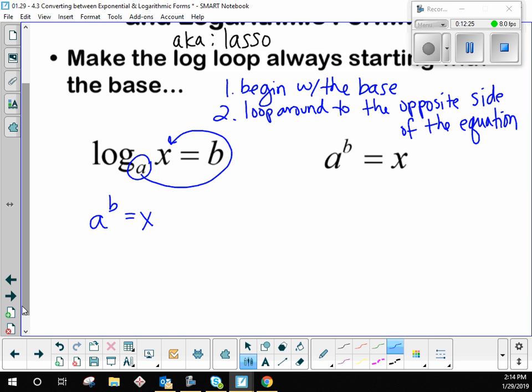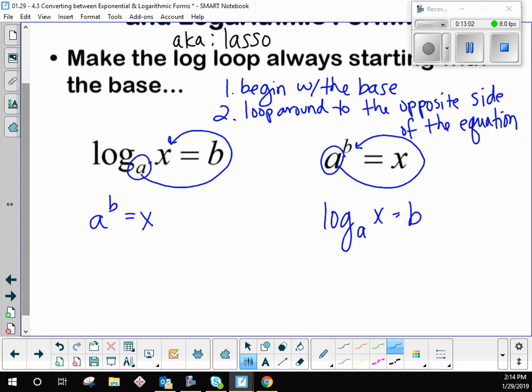Same thing on the other one. This is an exponential. I want to convert this to log form, so I can go ahead and just write down log, because I know this is my goal here. Okay. You start with the base. The base is here this time. You loop around the opposite side of the equation and then back to where you began. So it's log base a of x, that's the next thing you get to, equals the last thing you get to, which is b.